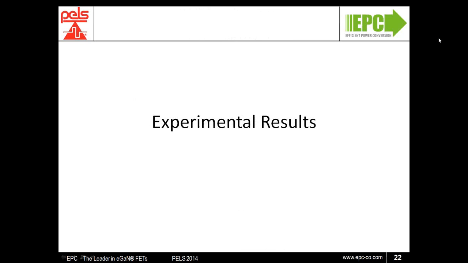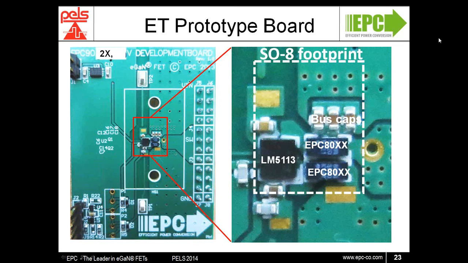So with the analysis behind us, let's look at some experimental results. Here's an example of a demo board using the EPC 8000 series devices. We can see the gate driver, two devices, and the high-frequency DC bus capacitance. If we zoom in on the board on the right, we can see that the whole structure fits well within the SO8 footprint of a single 5x6 MOSFET device.